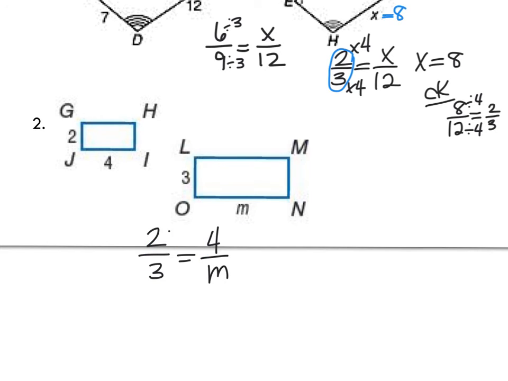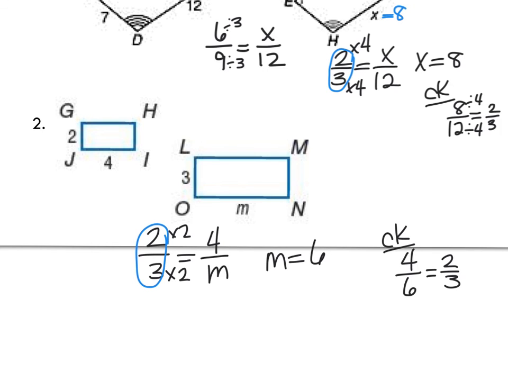I see that 2 times 2 equals 4. So in other words, this ratio right here is just going to be double this ratio right here. So all I have to do is multiply the bottom by 2, and I get that M equals 6. So again, I could check to make sure that the ratio on my new corresponding sides that I filled in, 4 divided by 6, does reduce to 2/3, which is that same ratio right here of 2/3.